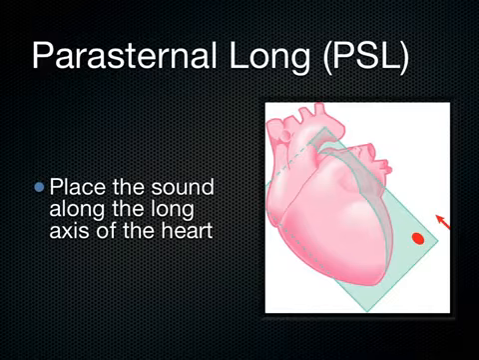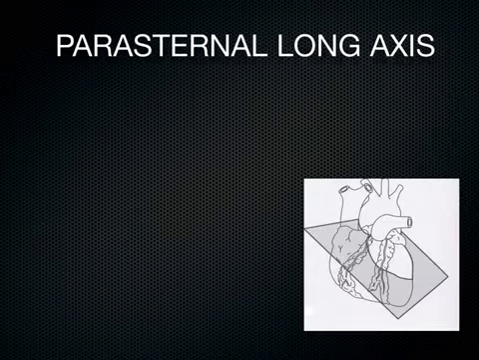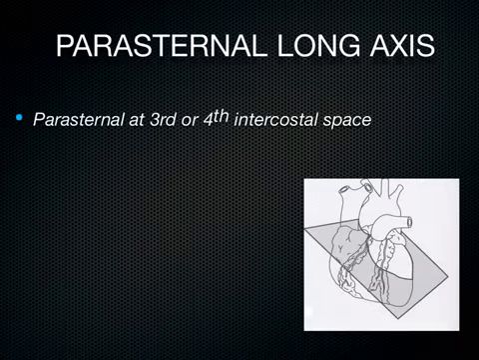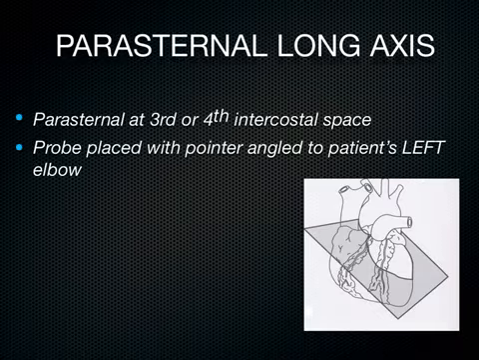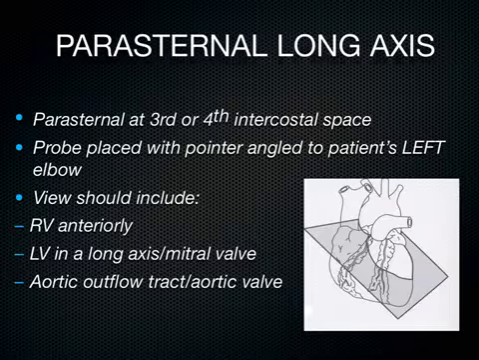Now, parasternal long, we're going to aim that indicator along the long axis of the heart with the indicator down towards the patient's elbow, and that gives us that long axis. It's at the 3rd or 4th intercostal space, generally speaking. The indicator to the patient's left elbow, sometimes it's towards the patient's left hip in that general vicinity.